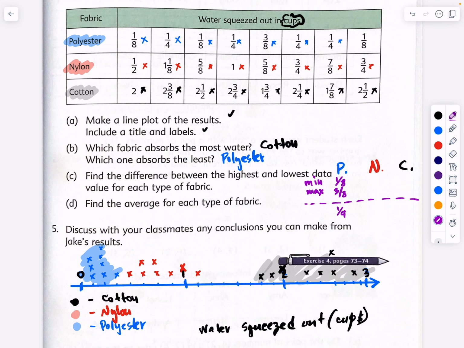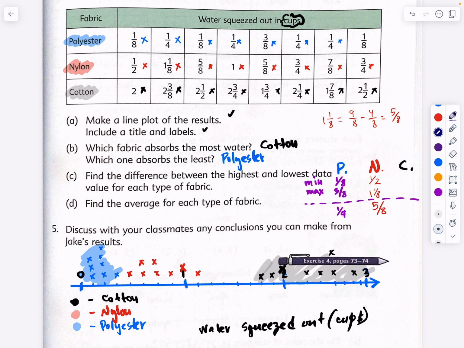That's the difference. Now for nylon, I'm going to pick up a red color. For nylon, the smallest quantity, that's in red, is 1/2. 1/2 is the smallest quantity. And what is the largest? It's 1 1/8. So how do we subtract 1 1/8 minus 1/2? Well, 1/2 is actually 4/8. So we can have 1 1/8, which is the same as 9/8, minus 4/8, and the difference is 5/8. So the difference is 5/8.